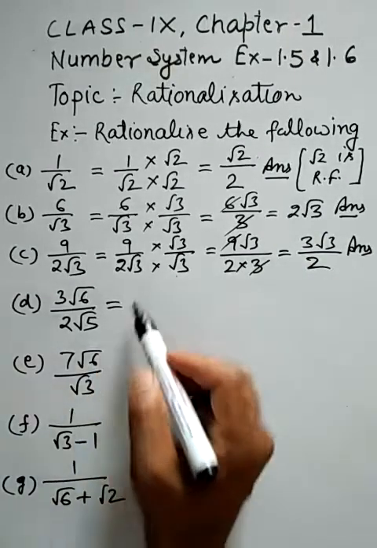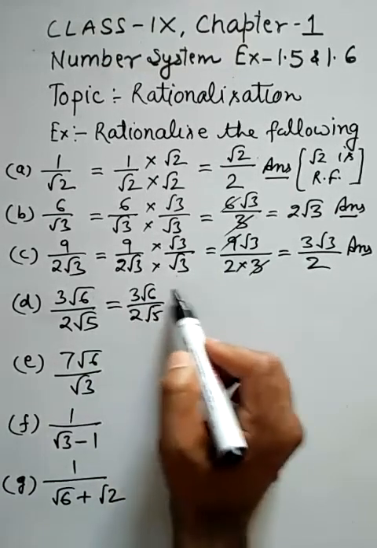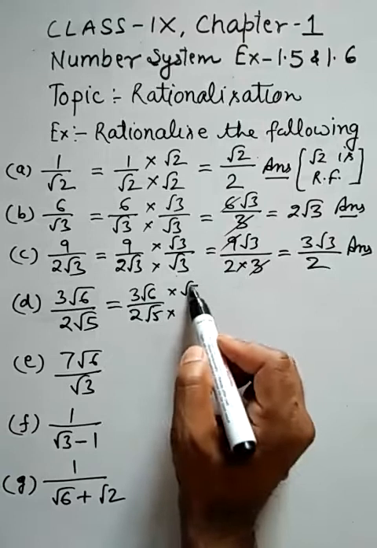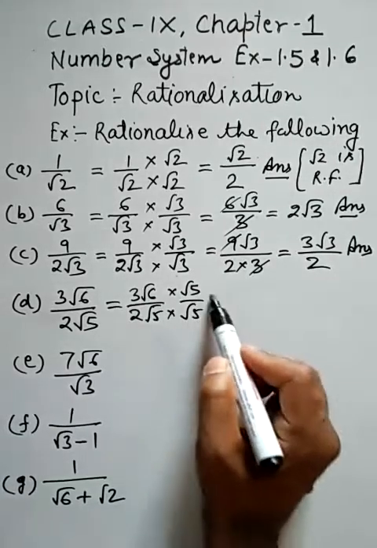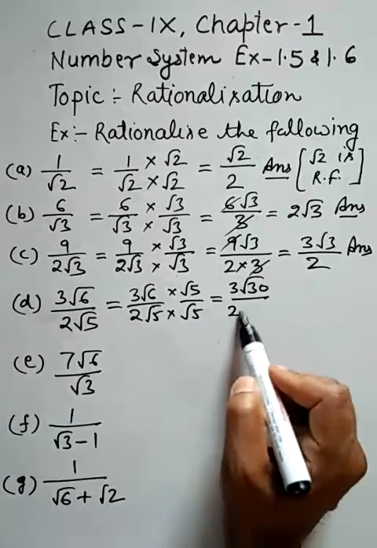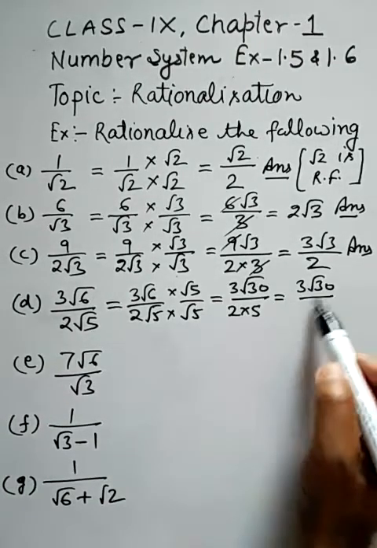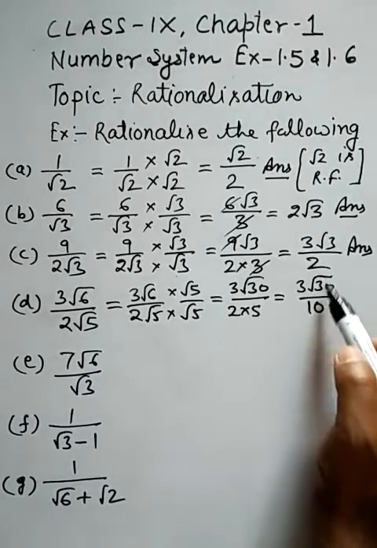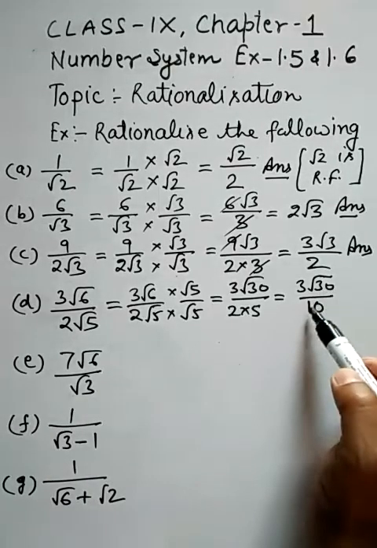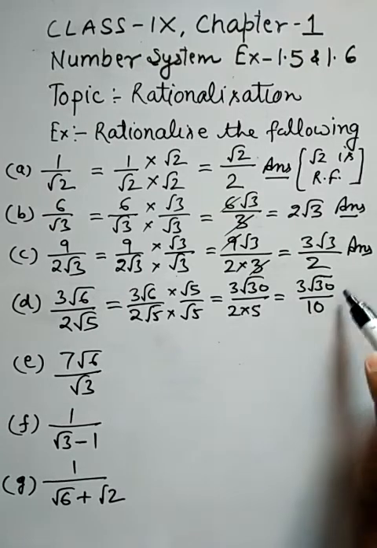What will be the rationalization factor? It is root 5. So we will multiply numerator and denominator by root 5. This is equal to 3 root 30 upon 2 into 5, so 3 root 30 upon 10. These two numbers will not cancel out because this one is under the radical sign and this is not in the radical sign.